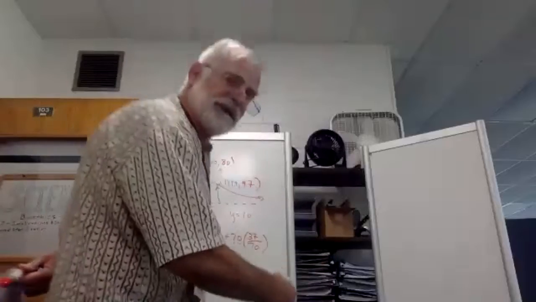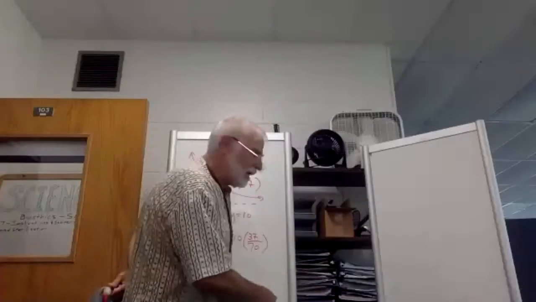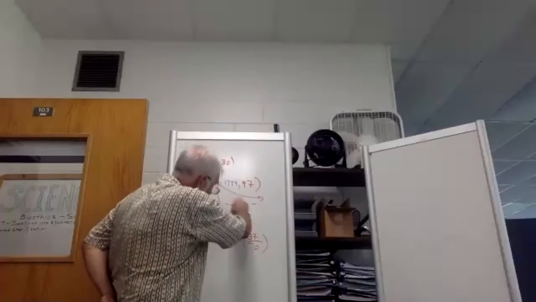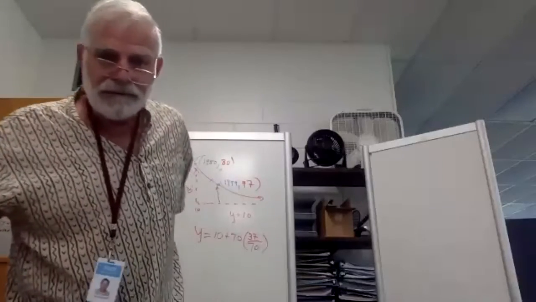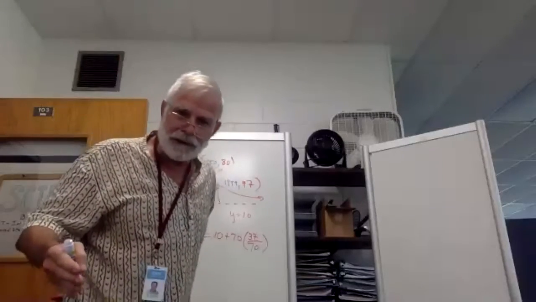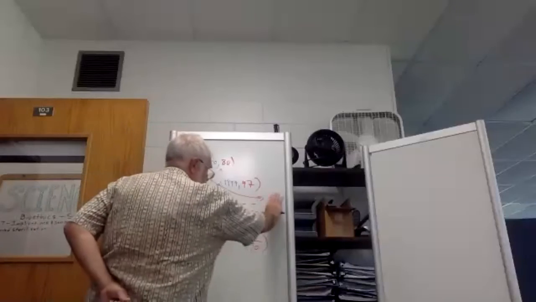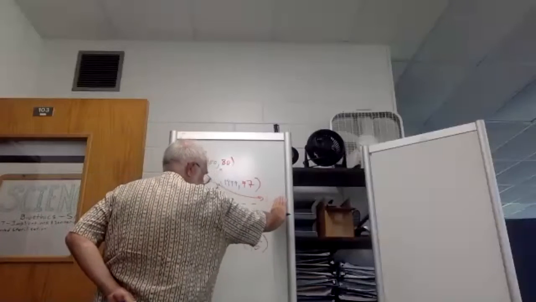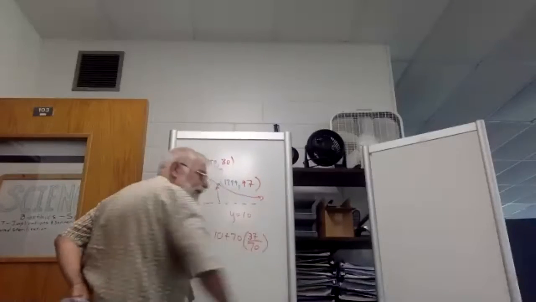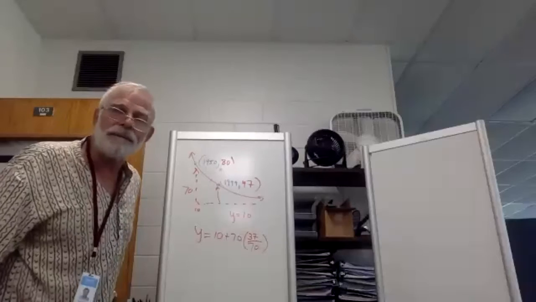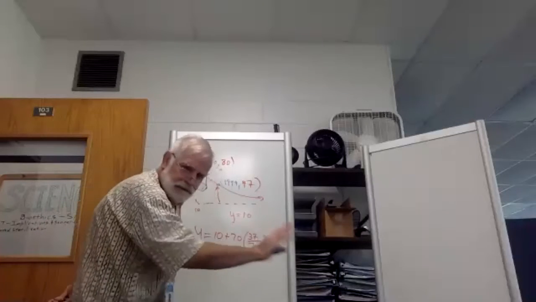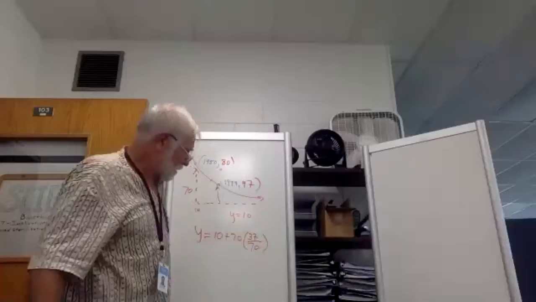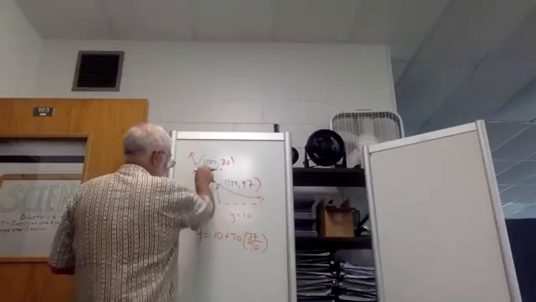It's kind of like my walking to the board, cutting the distance in half. Wouldn't I be getting closer to the wall, but never quite getting there? That's asymptotic behavior, okay? When I'm out here, I don't care what the X is, I'm pretty darn close to 10. Closer and closer and closer all the time. I'm closing that gap. So what are the X values that are important?